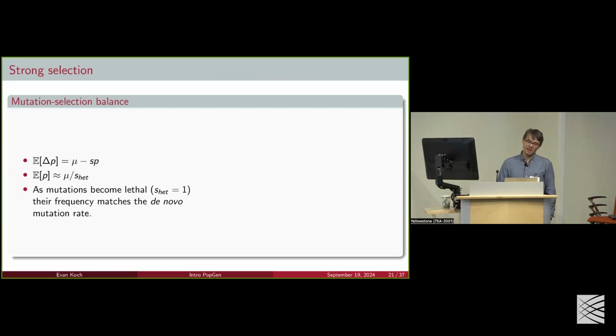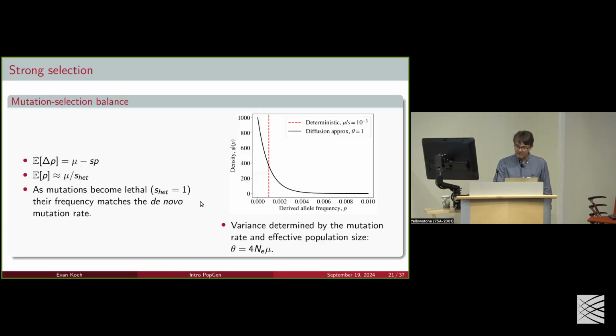Okay, so that was weak selection. On the other hand, selection might actually be very strong, and you can almost remove the drift part of it to get to what we might call just mutation selection balance, where at equilibrium, the expected frequency of strongly selected mutations should be the mutation rate over the selection coefficient. And this makes intuitive sense: as mutations actually become lethal, so as heterozygous selection coefficient goes to 1, their frequency just matches the de novo mutation rate, right? And in reality, there's a variance in this that's determined by this theta parameter. But for many applications, thinking about things in terms of this deterministic mutation selection balance is actually really helpful.